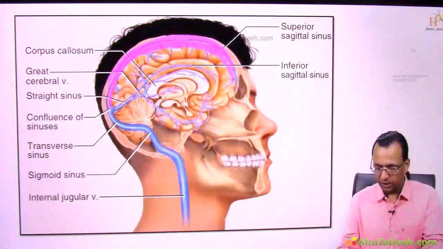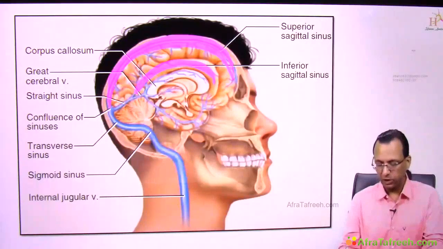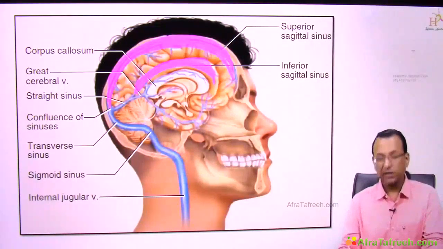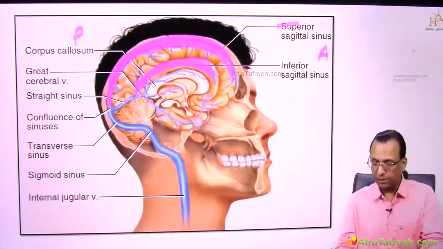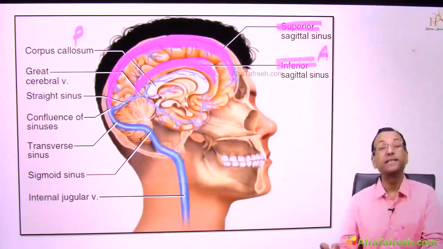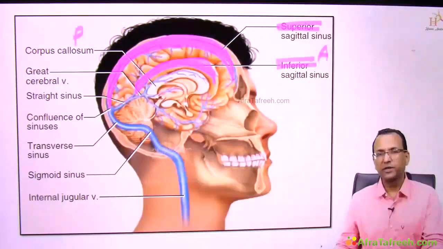Why is it superior? Because there is an inferior also. Why do you say sagittal? Sagittal because it runs anterior to posterior. So there is a superior sagittal sinus and there is an inferior sagittal sinus. Where are the superior and inferior sagittal sinuses draining the blood into?